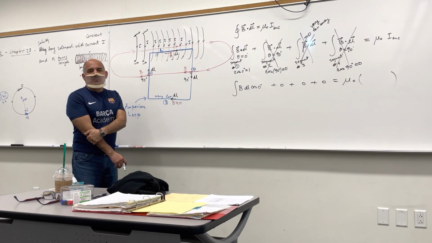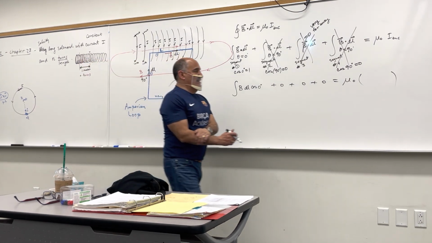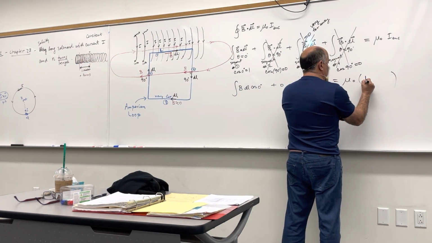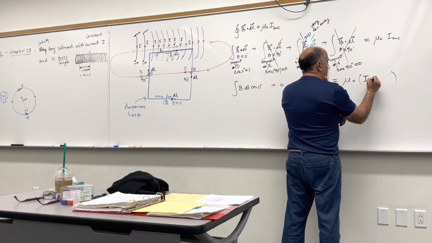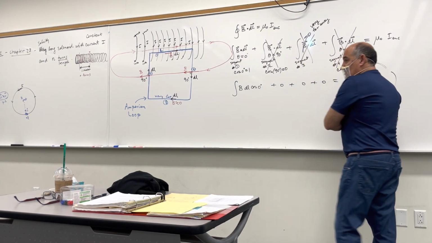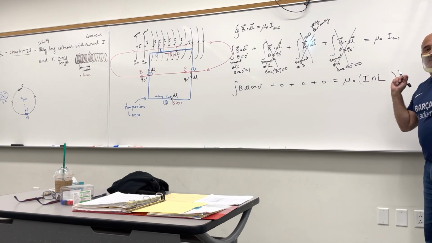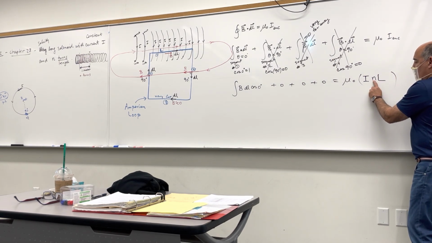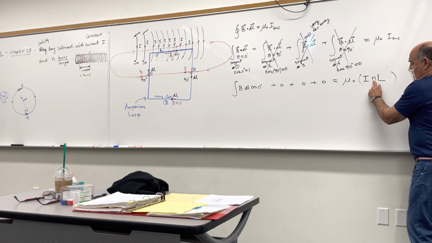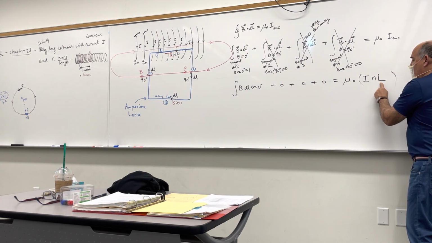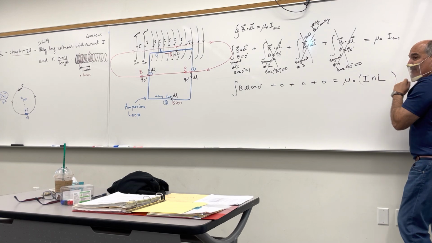I times N times L. So I, that's the current in every wire, times the number of wires per unit length, N, times that length, L. Right? Because this is the number of wires per unit length, and then I multiply by the length that I'm considering. And each wire has a current I in it.